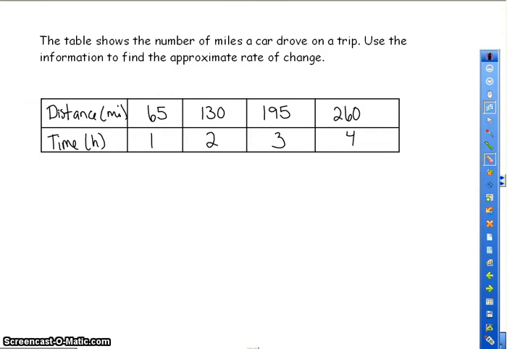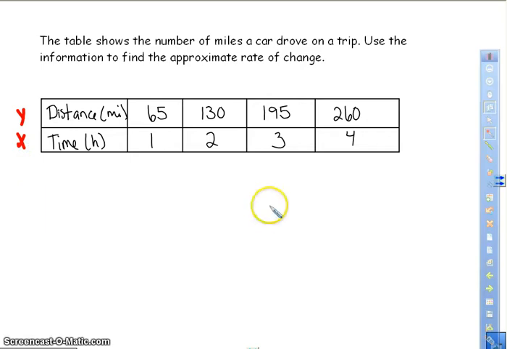Okay, approximate rate of change. We want to know the miles a car drove on a trip. So this is my miles, and I want to know how many miles I'm going per hour. So this is my x. Oh, I'm going backwards. If I want to know miles per hour, then this is actually my y, and this is my x.